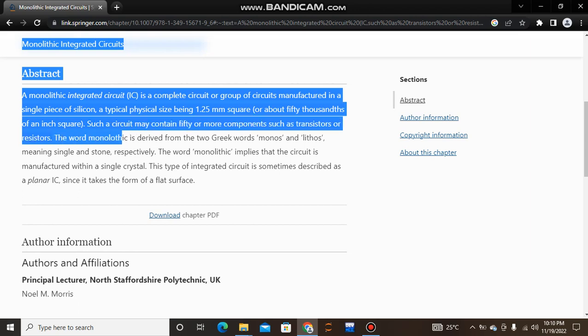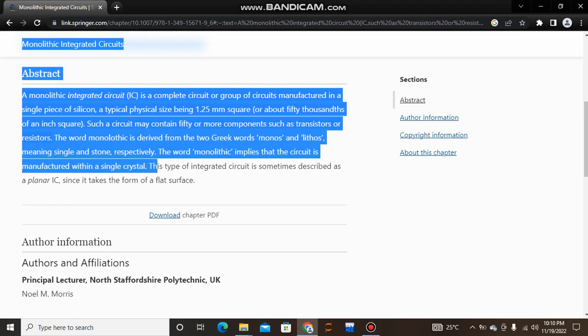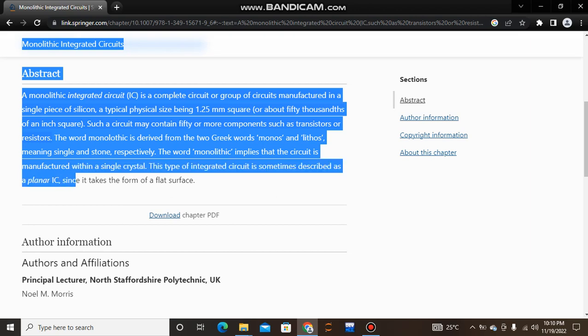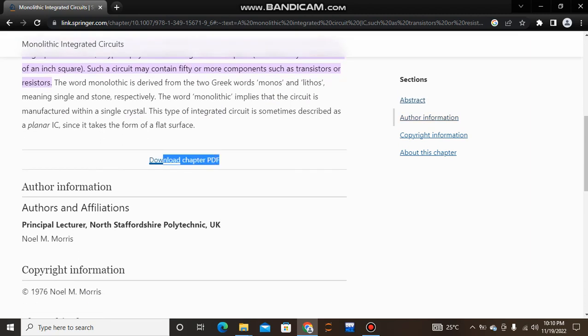The word monolithic is derived from the two Greek words monos and lithos, meaning single and stone respectively. The word monolithic implies that the circuit is manufactured within a single crystal. This type of integrated circuit is sometimes described as a planar IC since it takes the form of a total surface. Okay, so this is the PDF.